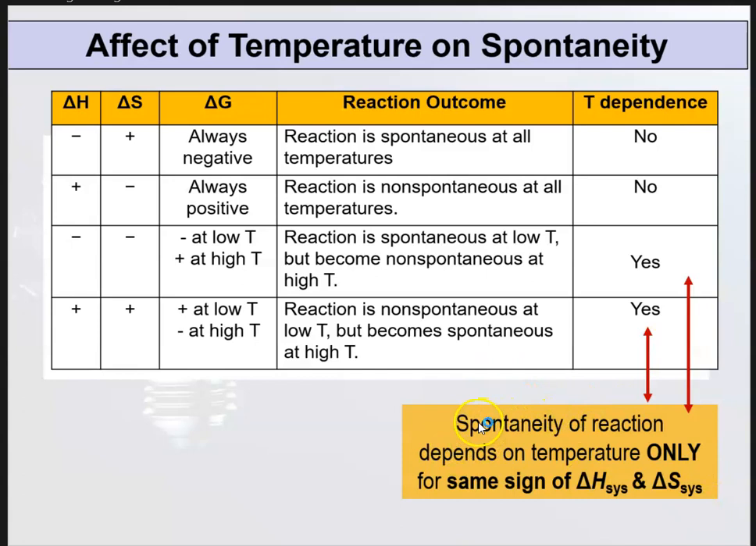Okay, so look at this one. Spontaneity of reaction depends on temperature only for the same sign of delta H and delta S. For the same sign, positive, positive or negative, negative, it depends on temperature. For opposite signs, it will not depend on temperature. This is based on the equation delta G is equal to delta H minus T delta S.